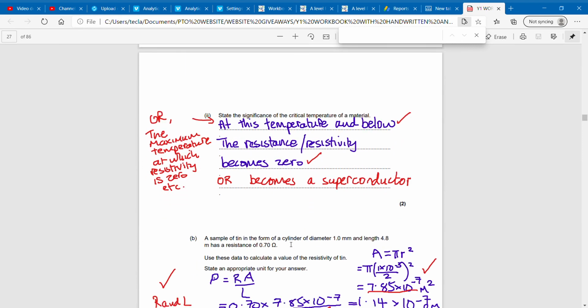Part 2, state the significance of the critical temperature of the material. So at this temperature and below, the resistance or resistivity becomes 0, or the material becomes a superconductor. Or you can say the maximum temperature at which resistivity is 0. So there's 2 marks there, one for saying at this temperature and below, second mark, resistivity or resistance becomes 0.